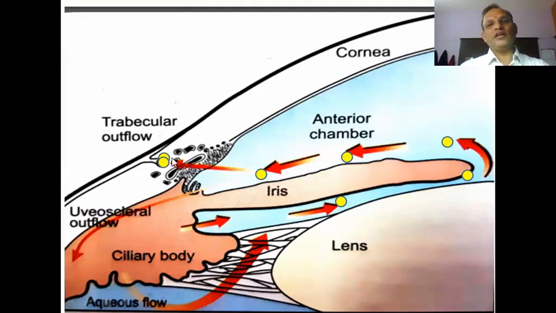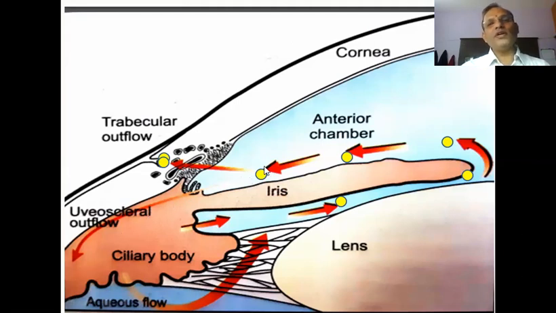So this is the trabecular outflow. The conventional outflow is also known as trabecular outflow, and the non-conventional outflow is known as uveoscleral outflow. This is uveoscleral outflow. This is trabecular outflow. In uveoscleral outflow, the aqueous is absorbed into the surface of the uvea and sclera.